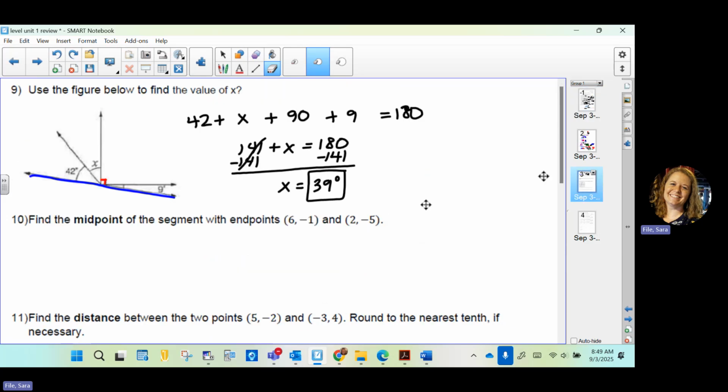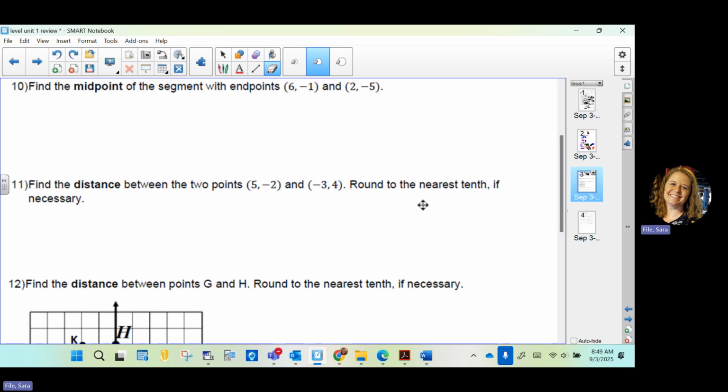Okay, so when we're doing midpoint, we can use the formula, or you can plot the points. You'll have a piece of graph paper on the back of your scratch paper that is a coordinate grid. So if you prefer plotting points, you can definitely do it that way as well. But I'm just going to use the formula here.